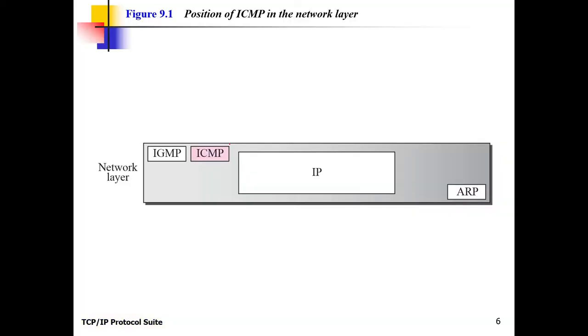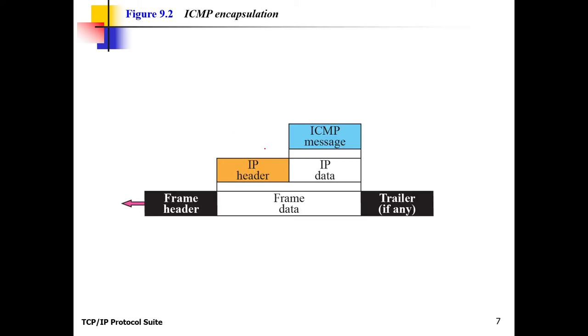So let's take a look at where it is located and how it works. As you see here, this is the IP packet. Remember ARP, the Address Resolution Protocol; we explained how it works in the first half of this lecture, and we explained how the IP protocol works last week. Now we're going to talk about ICMP, and this is for error handling.